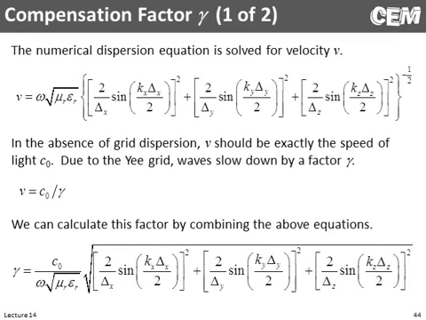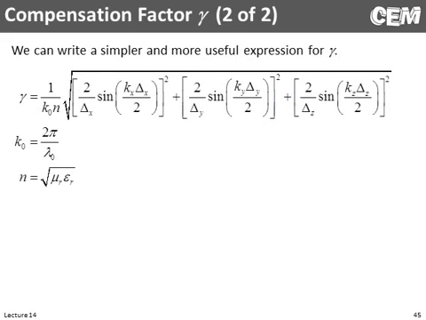So what do we do about it? The first thing we'll do is calculate gamma in a slightly simpler equation here. So we have k naught and n instead of the other constants that we had before. So k naught is the free space wave number. It's 2 pi divided by the free space wavelength. And our refractive index is the square root of mu times epsilon, the relative permeability times the relative permittivity. A slightly more useful form.